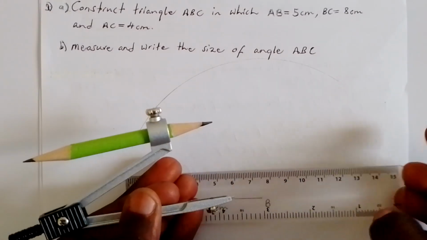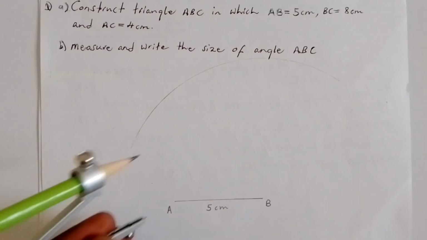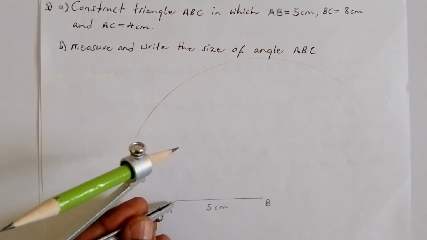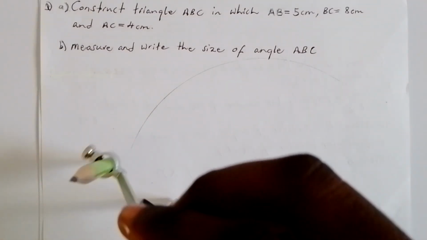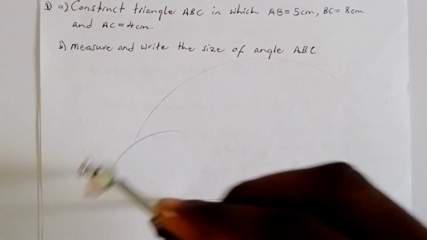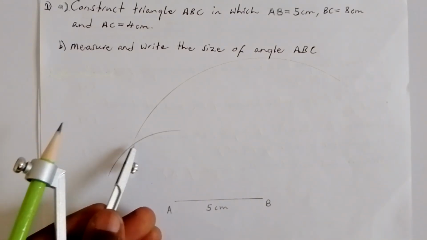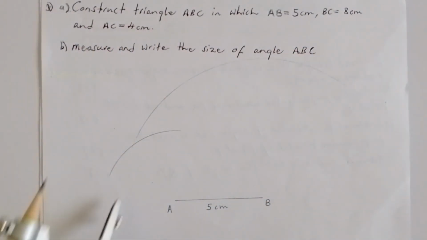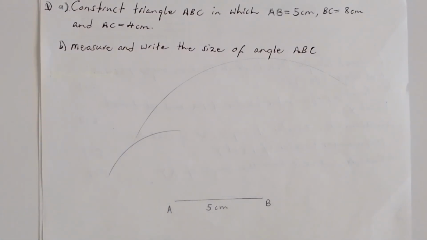So I'm going now to construct another arc that is equal to 4 centimeters from A. I fix my compass pointer there, then I construct that particular arc like this. Okay, I'm sure we can see where the two arcs have met. The whole lot of this arc and this arc here have met at that particular point there.